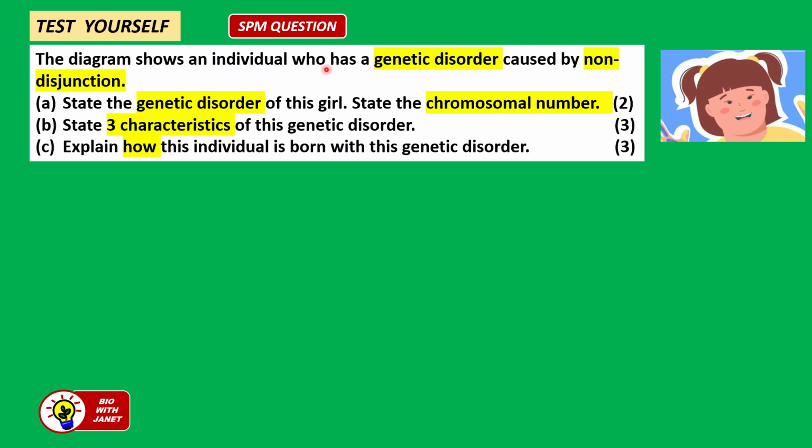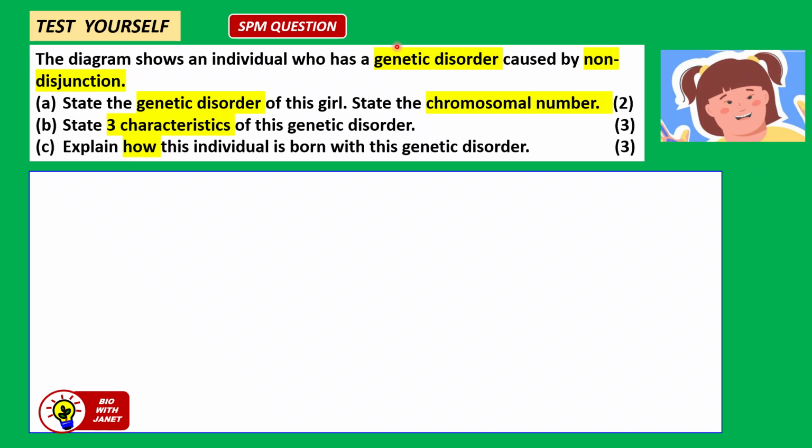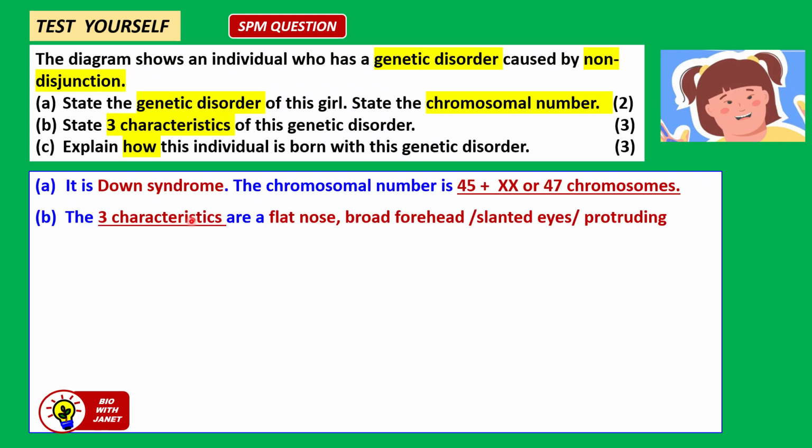The diagram shows an individual who has a genetic disorder caused by nondisjunction. State the genetic disorder of this girl and state the chromosomal number. So, a genetic disorder caused by nondisjunction, right? And then you see the features of the girl. This is a girl who has Down syndrome, right? And the chromosomal number is 47 chromosomes, or 45 plus XX. Because it's not 44, it's 45 because of the extra chromosome 21.